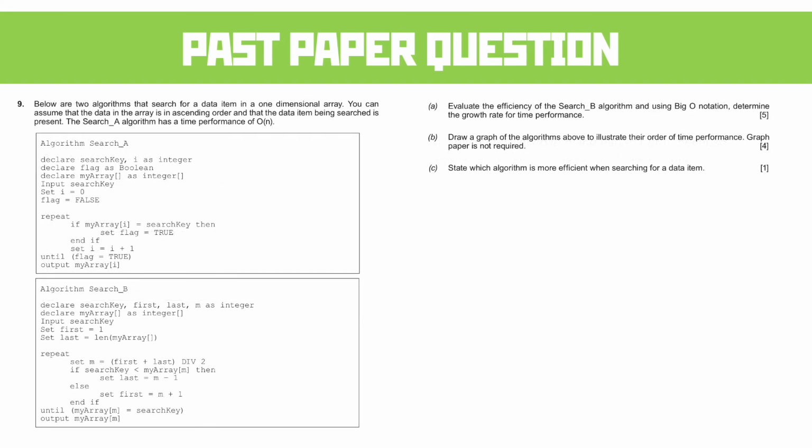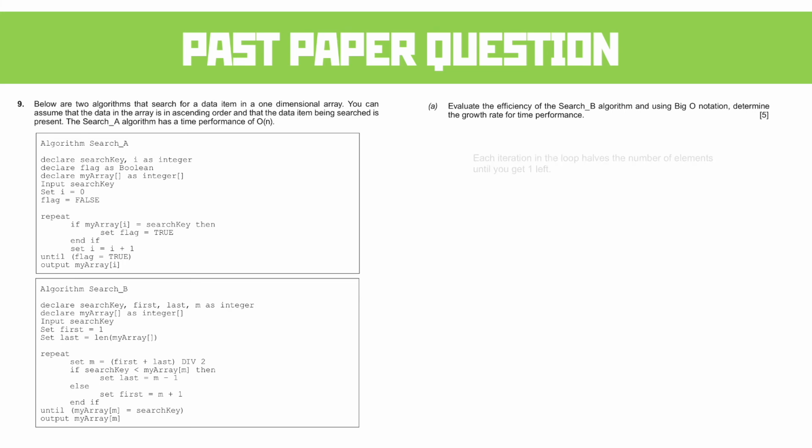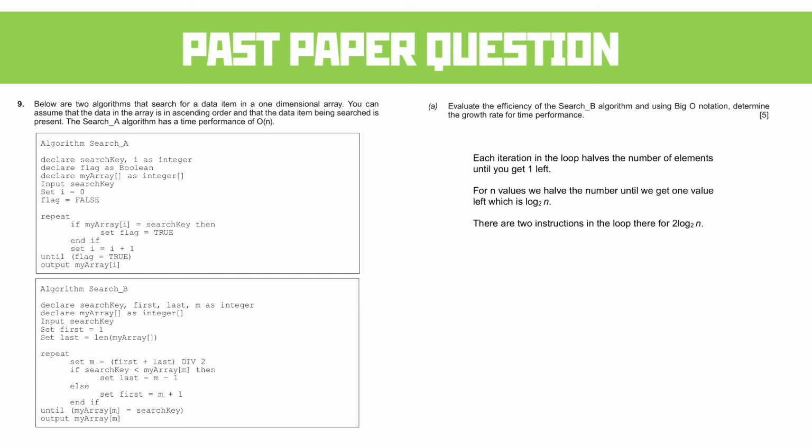Question 9 there, another big algorithm. Part A, evaluate the efficiency of the search B algorithm and using big O notation determine the growth rate for the time performance. So each iteration in the loop halves the number of elements until you get one left, okay? For n values then, we halve the number until we get one value left, which is log 2 n. If there are 2 instructions in the loop then, it's 2 log n. So log n dominates, therefore the time performance is big O log n.